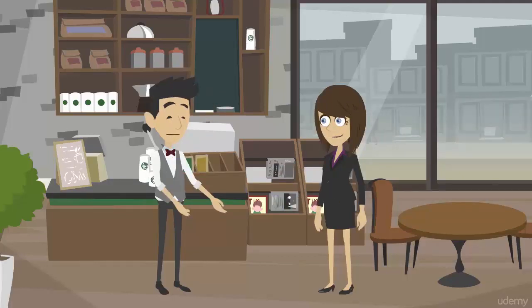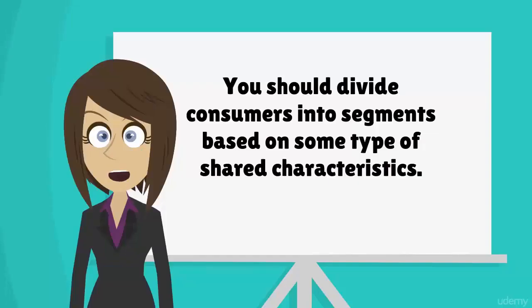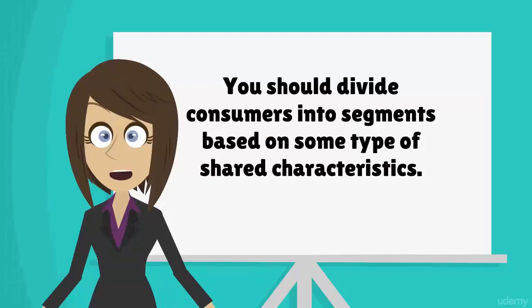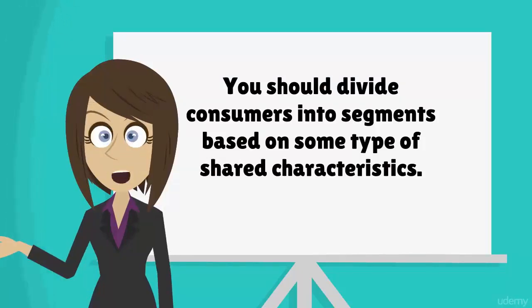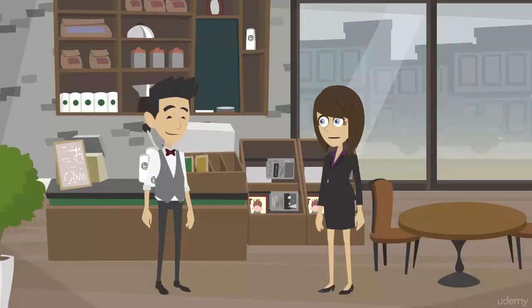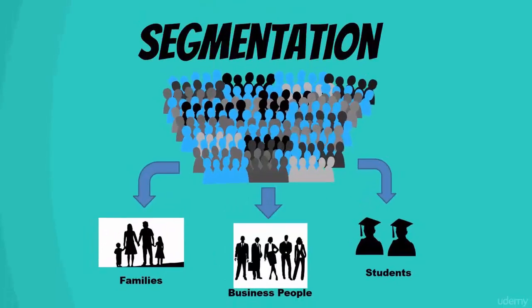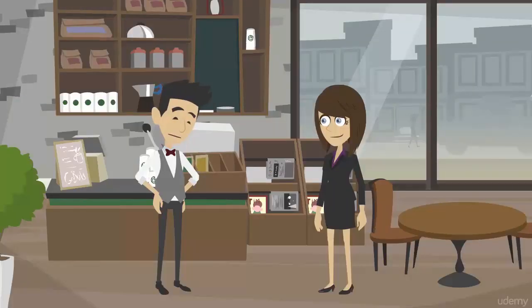Sounds great. How do I do the STP process? Let's start segmentation. You should divide consumers into segments based on some type of shared characteristics. I see. How do I divide customers? What kind of customers are there in this area? Well, there are business people, students, and families in this area. It is segmentation. I see.